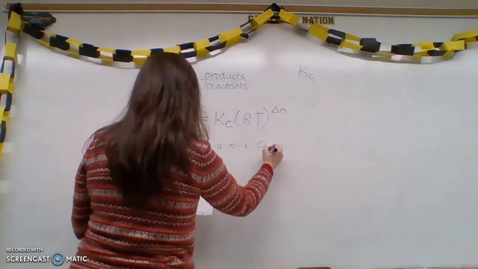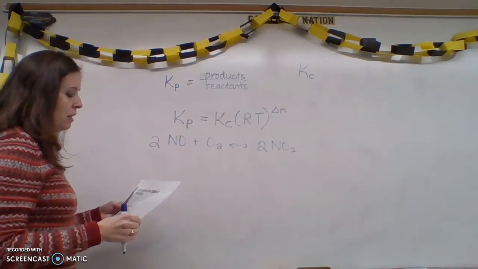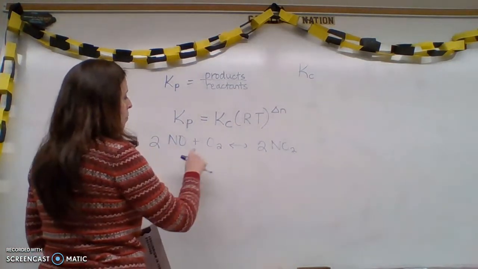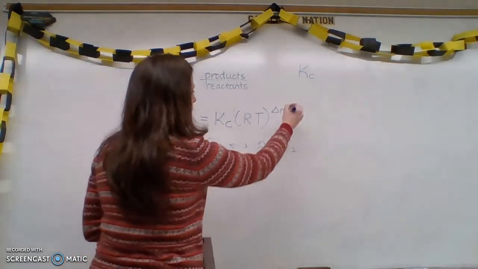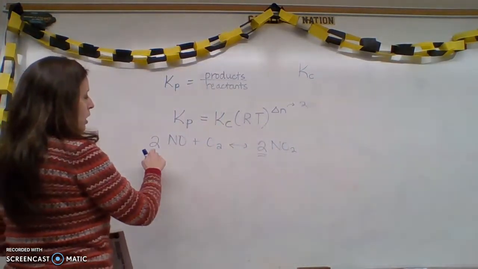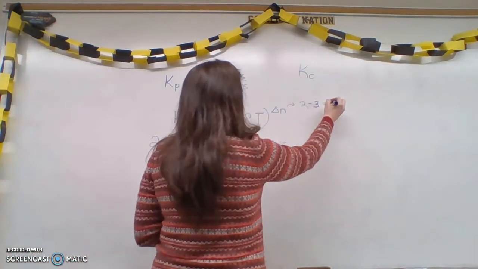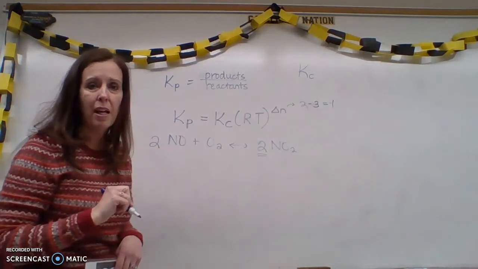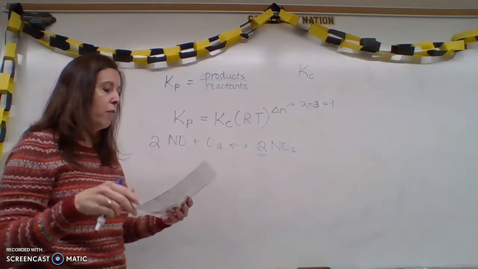And all of these are gases. I'm not writing this, but what I'm doing is products minus reactants. How many moles of gas on the product side? 2 minus what's over here. 2 plus 1 is 3. 2 minus 3 is -1. So that's where that number is going to come from. I don't want you to just think I pulled it out from nowhere.